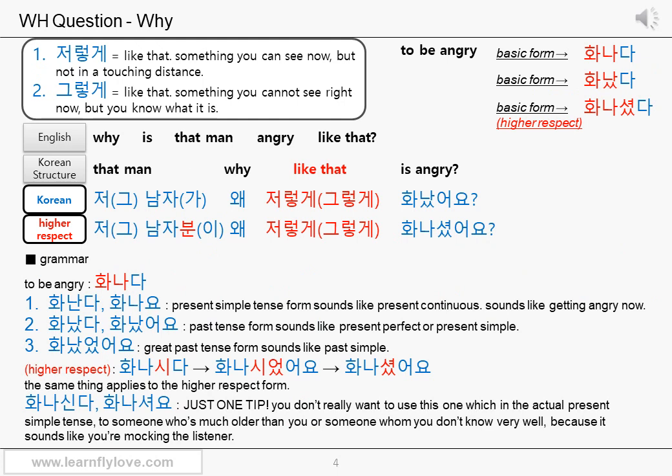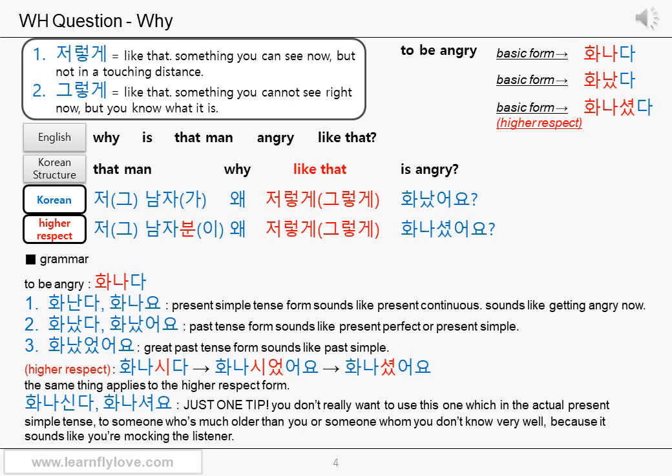Let's see the English sentence first. Why is that man angry like that? We can see the adjective "angry" and "like that" this time instead of "like this." Let's see what's the translation of "like that." 저렇게, 저렇게. Like this is 이렇게. Like that is 저렇게. What's the usage of "like that"? It can mean both very angry or so angry or literally like that.